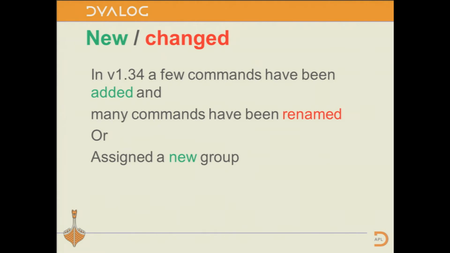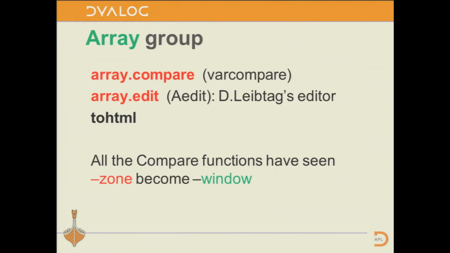And some commands have been added, some have been changed, and some have been assigned a new group. So for example, in the array group, we have array compare, which used to be called var compare. Like I said, you're going to see many name changes. All the red ones have been changed, and all the green stuff has been added.